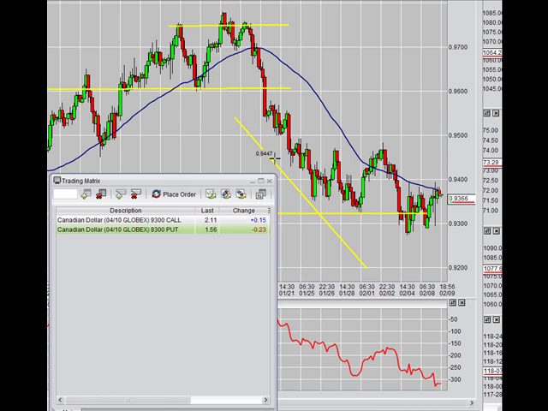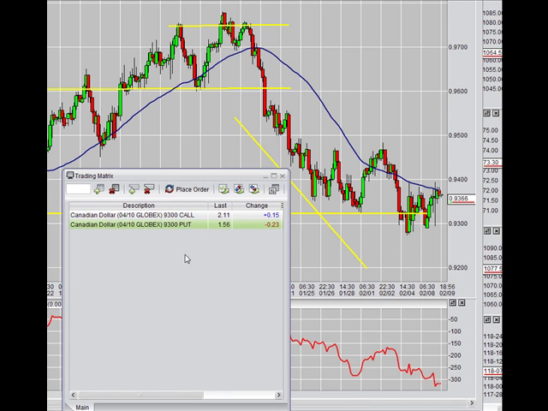Today is the 9th of February. It's in the evening after hours, and the Canadian dollar is currently trading around 93.66. Let's call it 93.5. The two options I'm going to use for this example, as you can see in the trading matrix, are April contracts. Although we're in March and the crowd is in March, I'm just going to use the April because of the time aspect. Both of these are going to be 93 strikes and April contracts.